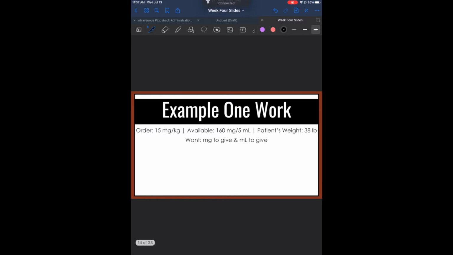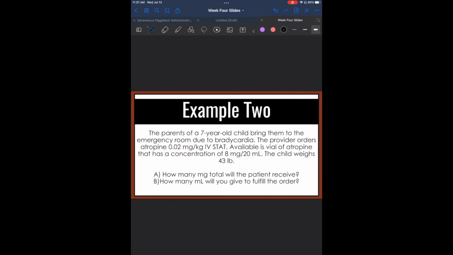All right, so moving on to another example of this. Now, the 7-year-old is brought into the emergency room by their parents. He's found to have a low heart rate. So the provider wants to give the child 0.02 milligrams per kilogram of atropine IV stat. We have a vial of atropine that has a concentration of 8 milligrams per 20 milliliters, and our kid weighs 43 pounds. So again, we want to figure out how many milligrams we're going to give the patient and how many milliliters we're going to give them.